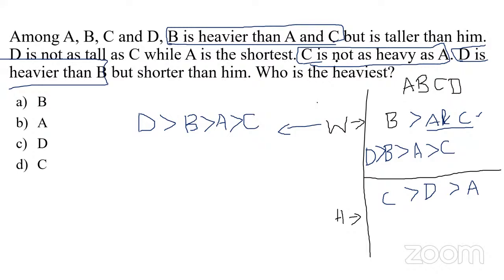Fine. See, let's see here. This is the first statement, right? B is heavier than A and C. B is heavier than A and C, right? So next, C is not as heavy as A means A and C, they have given C alone, right? So C is not as heavy as A means A is heavier than C. So with that, we come to the conclusion that A is heavier than C.